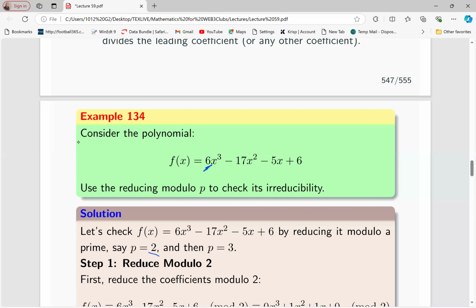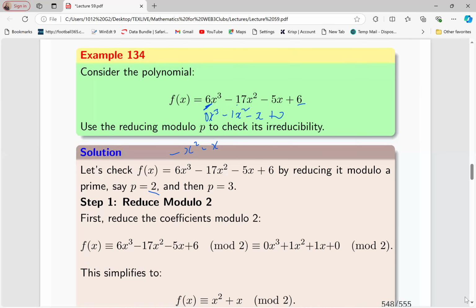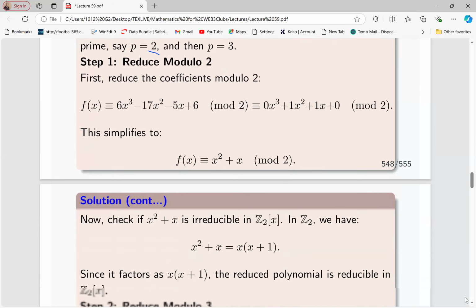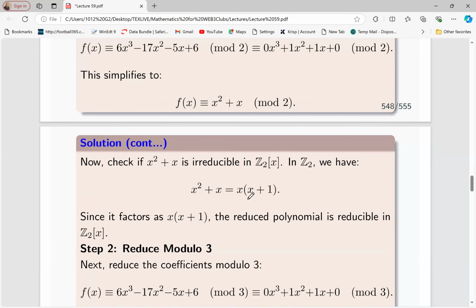Mod 2, this will be 0, so 0x cubed. And then this will be 1, x squared, and of course this will also be 1, and this will be 0. So if you do away with the zeros, you're left with x squared minus x. So this is our new polynomial, which we can see can be factorized, since x is common. You can factorize it this way.